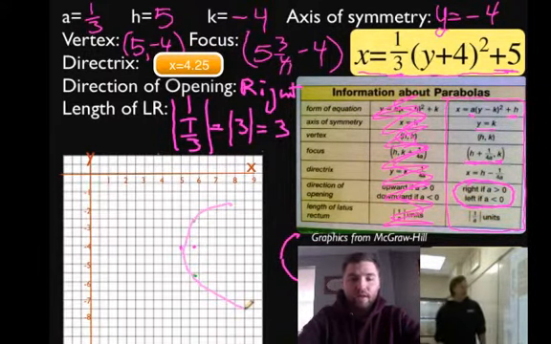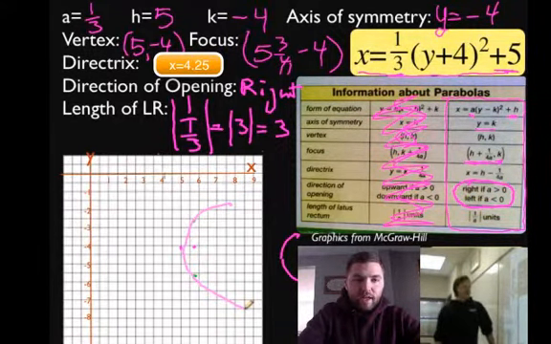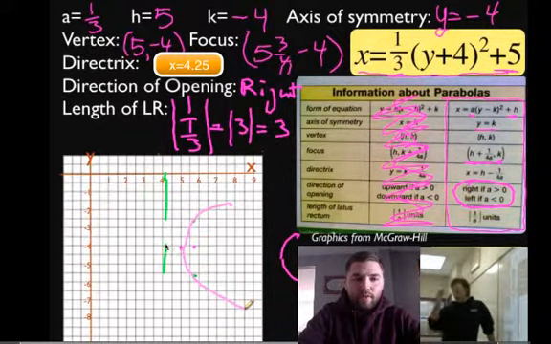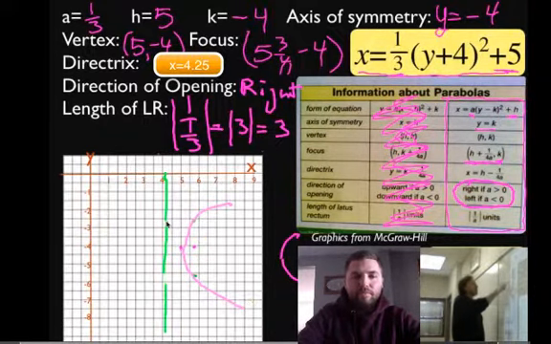And will you put the directrix on? Yeah, the directrix for us, we said, was at x equals 4 1/4, so that's kind of right in there like that. All right, very good. We got the first one done.